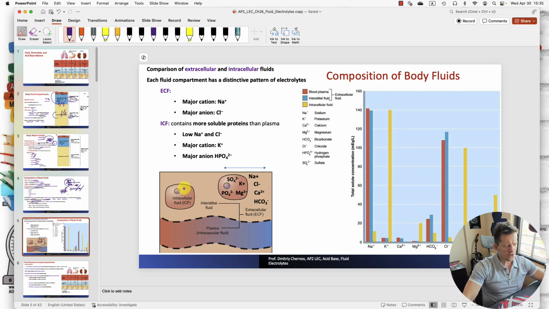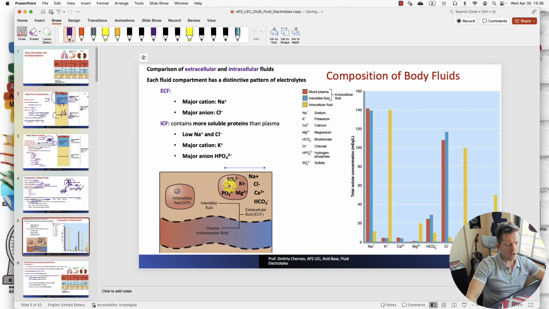So this represents a cell. This is intracellular fluid, and what's outside is extracellular fluid. You see this extracellular fluid? This is the interstitial space. This is intracellular fluid, and this is the intravascular fluid. So intravascular fluid and interstitial fluid make up extracellular fluid.